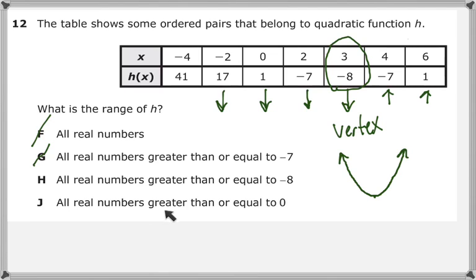J. All real numbers greater than or equal to 0. Greater than or equal to 0. So this is greater than 0, greater than 0, greater than 0, but here is not greater than 0. Okay, so we have at least 3 examples here in our table that are not greater than 0. So we can rule out answer choice J, which leaves us with answer choice H.